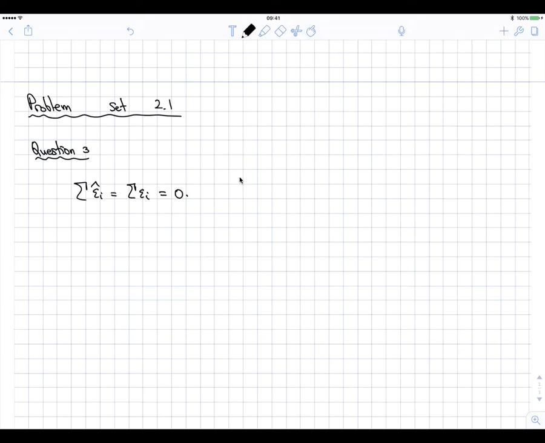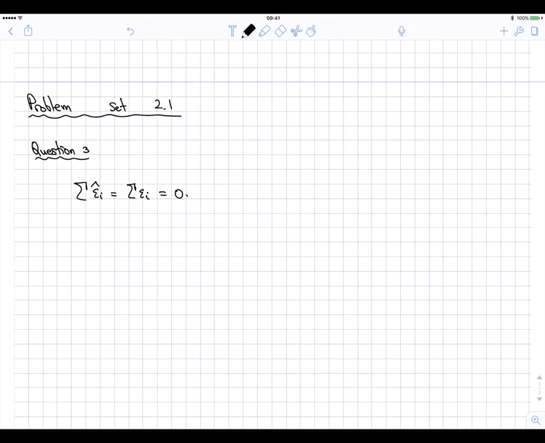Question 3. How many of you think that this statement is correct? With a show of hands. What's your gut feeling? How many of you think that this is correct? 1, 2, 3, 4. Okay, so 4 of you think that that statement is correct.